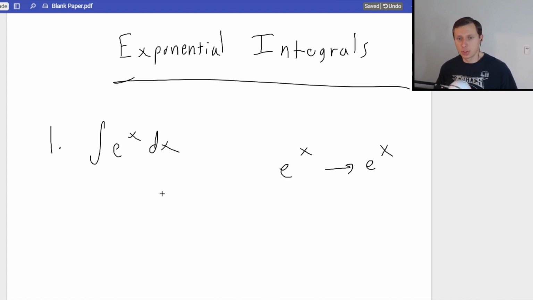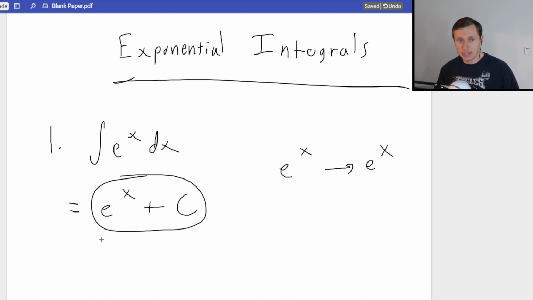Now, if the derivative is e to the x, then shouldn't the integral also be e to the x? And that would be correct. The integral is e to the x plus c. And that's going to happen. It needs to be e to the x in order to be itself. If you have e to the x, the integral is e to the x.